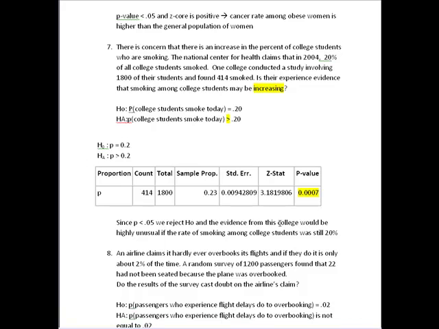So there is evidence from this college study that it would be really highly unusual if the smoking rate for college students was still 20%. In fact, it is likely to be greater than 20%.